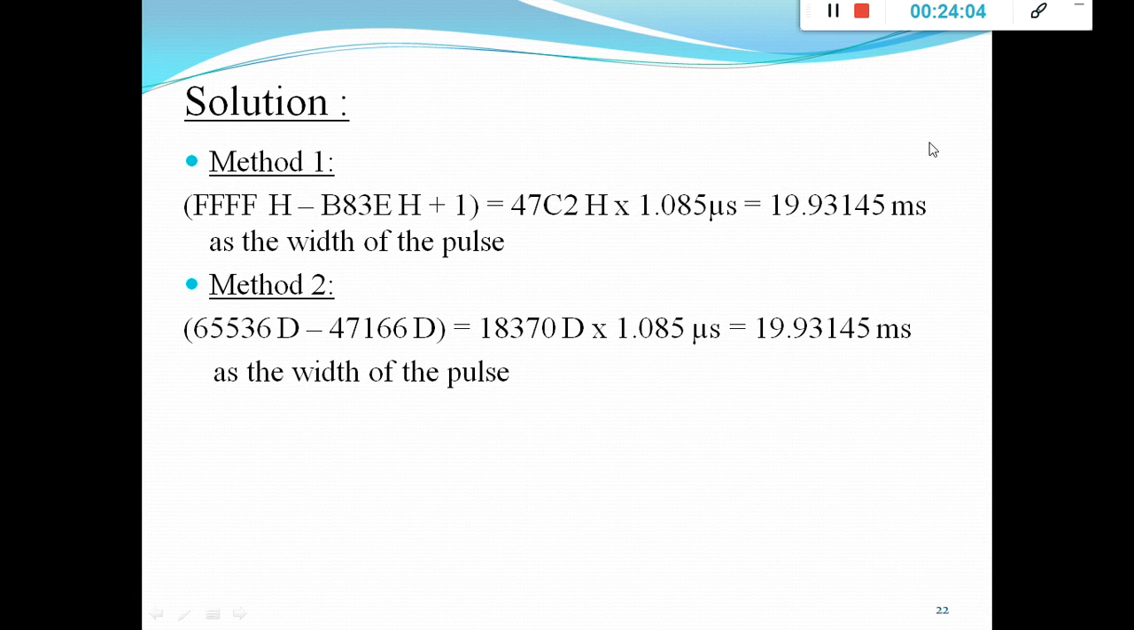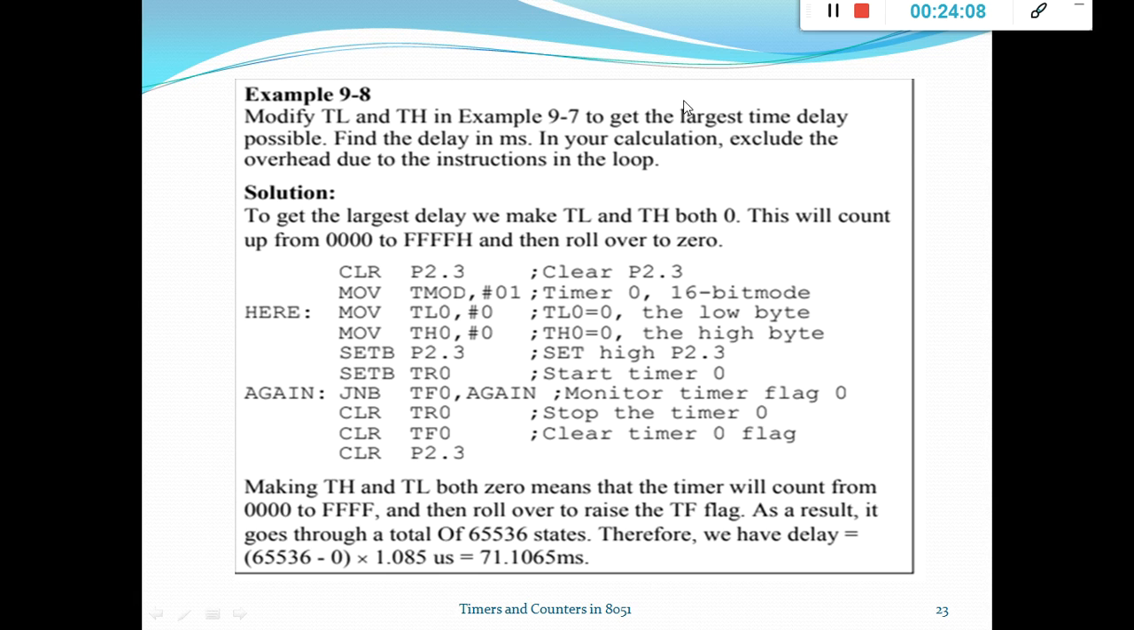So next we go for the next slide, that is modify TL and TH with the same example to get the largest time delay. So how to get the largest time delay? Here the previous value is B838. When you put the initial count as 0000 in TH and TL, usually you are going to get the largest time delay because the difference between that count is more compared to the remaining counts.